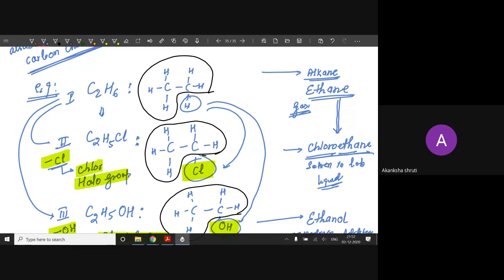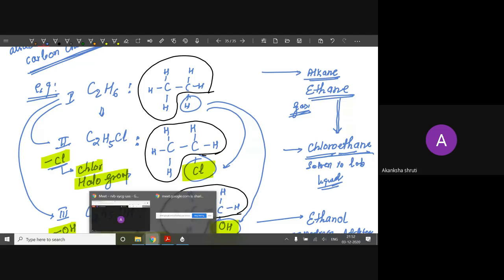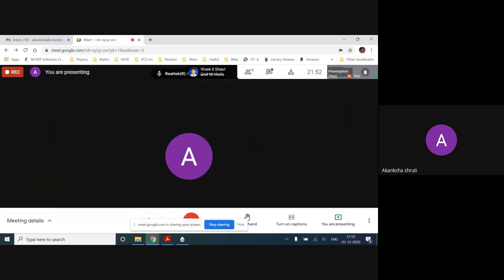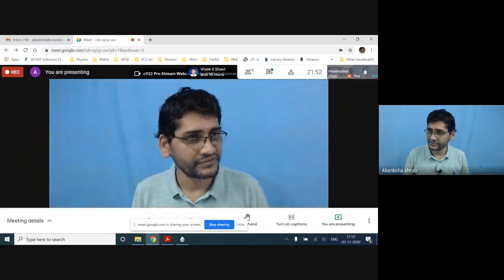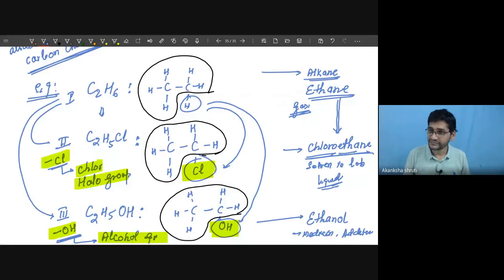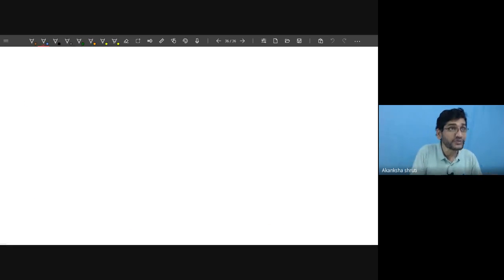Okay, students. So let us write the definition. Again and again the camera is getting off. So write down the definition of functional group. Definitions are very important. Functional group.